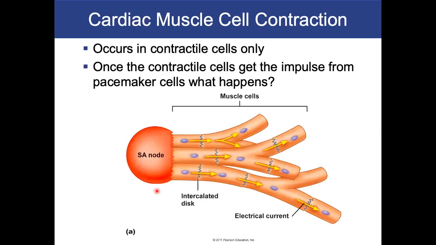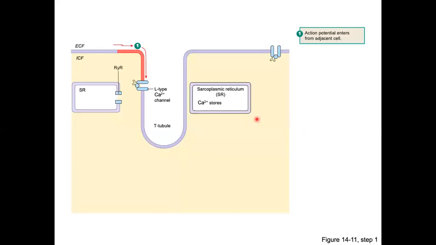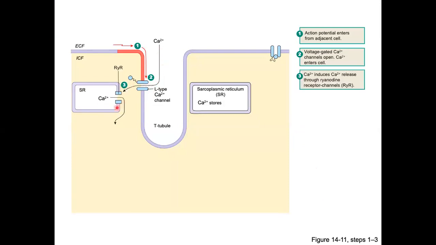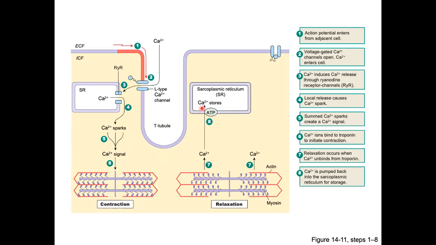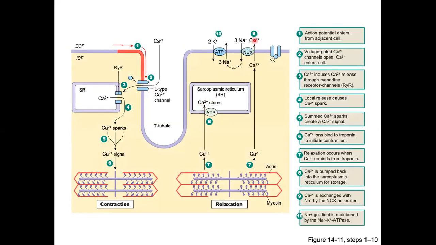Okay. So what happens when those contractile cells get that action potential? It's just like skeletal muscle, except that calcium enters extracellularly, and that causes calcium to get released from the sarcoplasmic reticulum. And then from there, it's the same. So the calcium binds the troponin, moves the tropomyosin out of the way, so that the myosin head can bind to the actin, and then you get contraction. How does relaxation occur? Calcium gets pulled back into the sarcoplasmic reticulum and kicked out into the extracellular fluid, and then relaxation occurs.